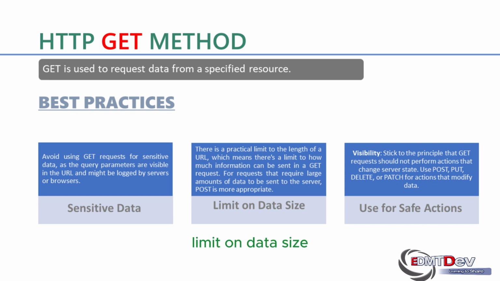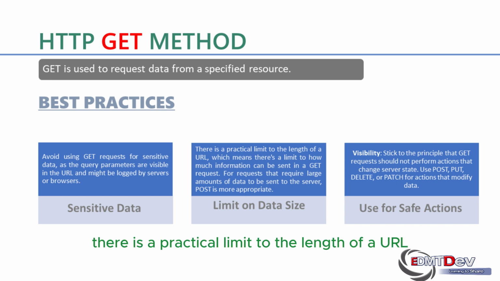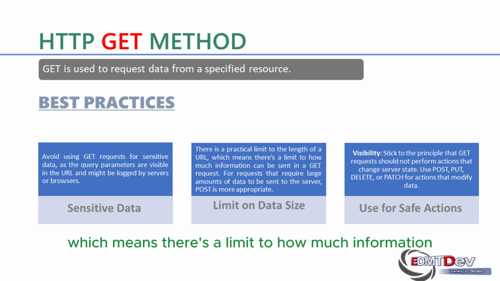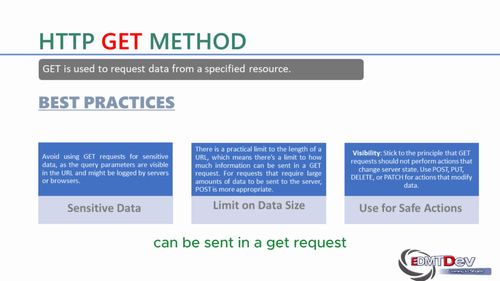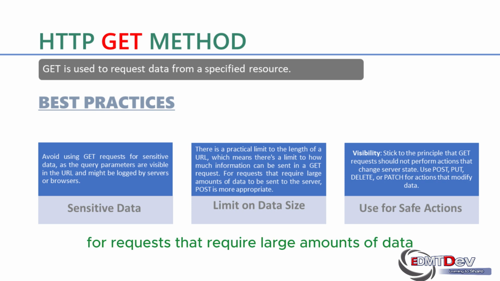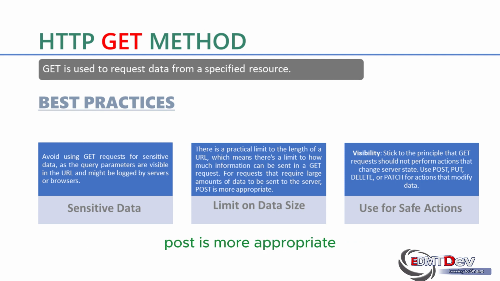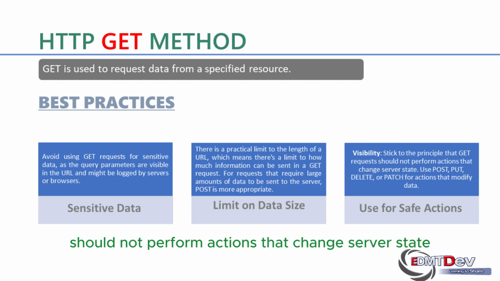Limit on data size. There is a practical limit to the length of a URL, which means there's a limit to how much information can be sent in a GET request. For requests that require large amounts of data to be sent to the server, POST is more appropriate. Use for safe actions. Stick to the principle that GET requests should not perform actions that change server state. Use POST, PUT, DELETE, or PATCH for actions that modify data.